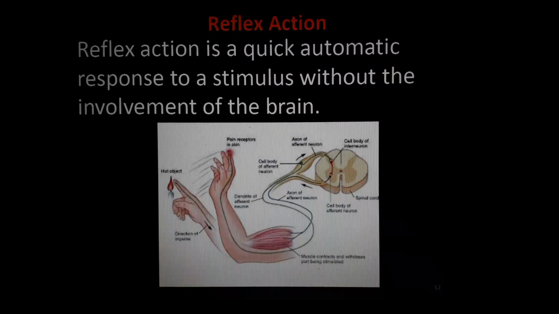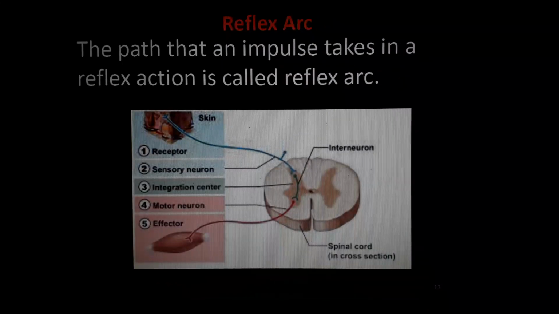Okay? And after the brain receives the signals, then you are feeling the burn. Understand? When the brain receives the signal, at that time you are feeling the burn. Before that itself, you have pulled back your hand from that fire. Isn't it? Yes, of course. That is known as reflex action. And it's very important, my dear kids.